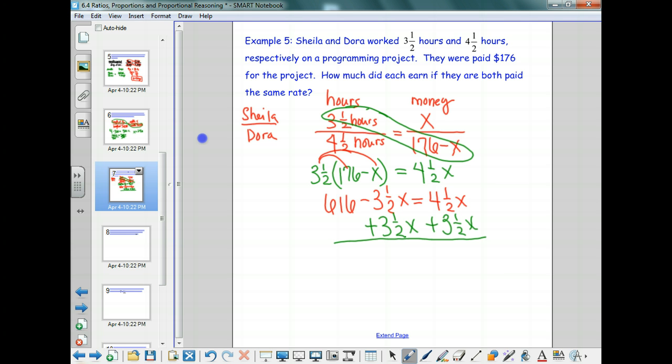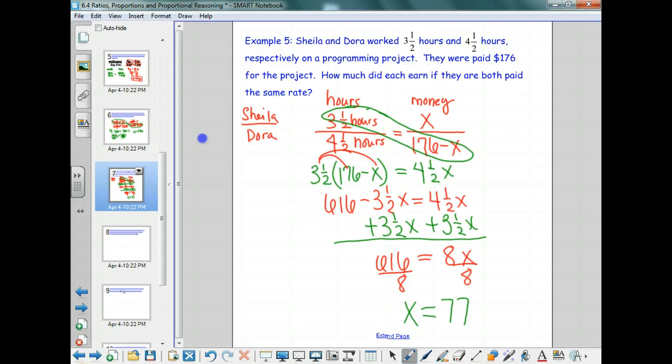So the 616 is on the left, and I have 8X on the right. That's right. Then what? Divide. All right. What is 616 divided by 8? 77. Okay. Now, we aren't quite done because we didn't answer any questions yet.